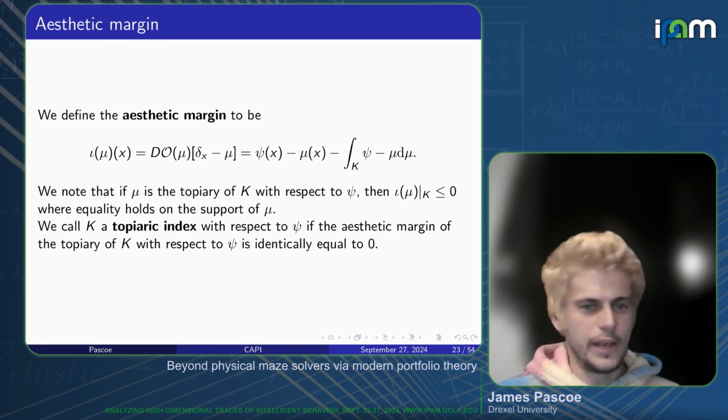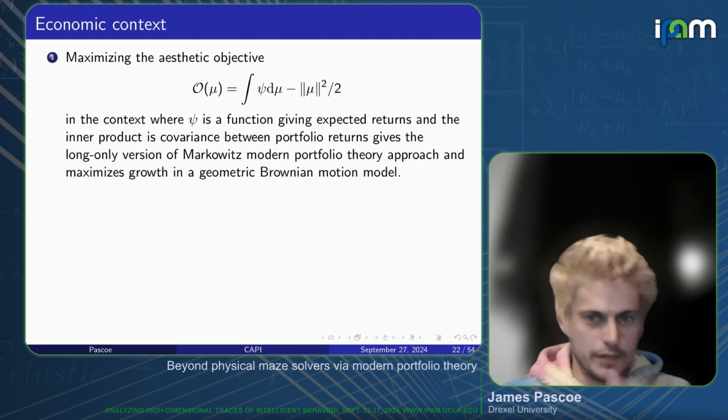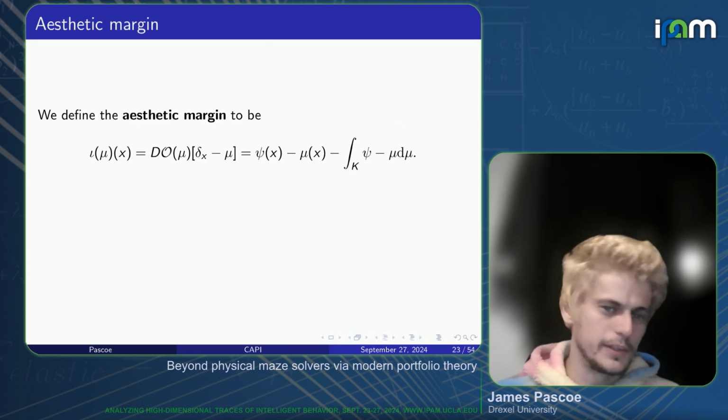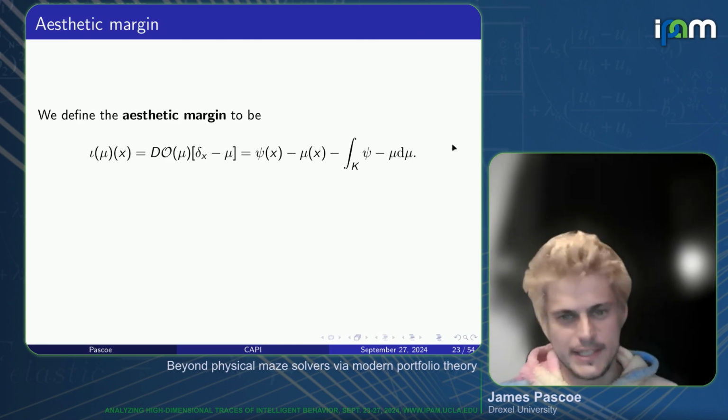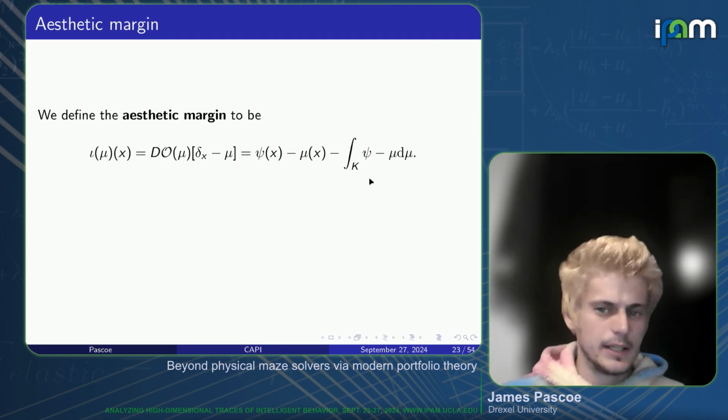Okay, so if I differentiate this objective function, I happen to get some sort of marginal. We don't really need to know what it is, but it's a function that has some formula.